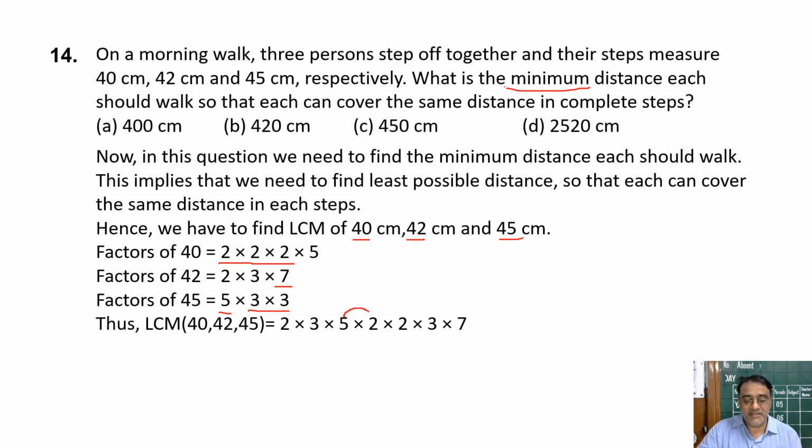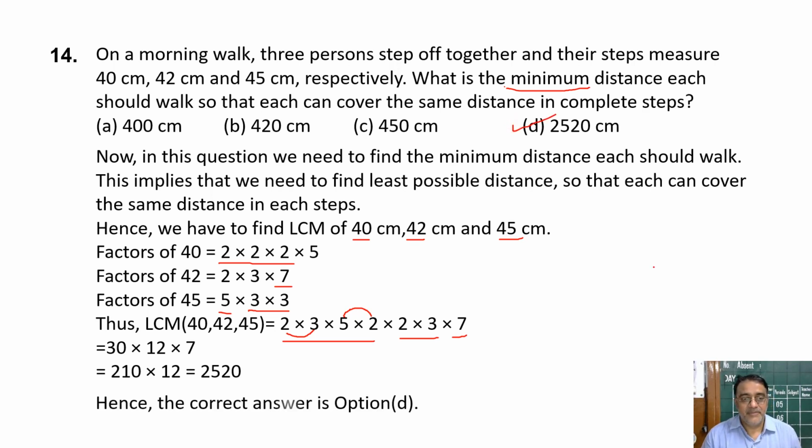So we will multiply these two. 10 into 6 is 60. So from here to here we got 60. Into 6 is 360. Into 7, 360 into 7 is 252. 36 into 7 is 252, so 2520. So which option is the correct one? Option D. Option D, right.